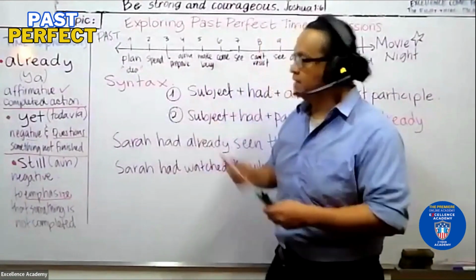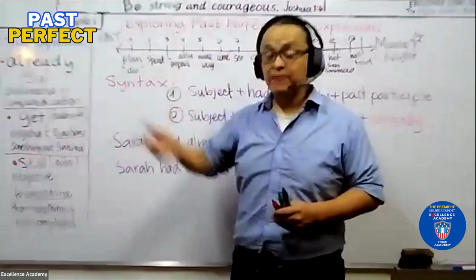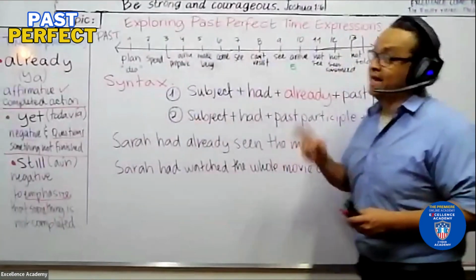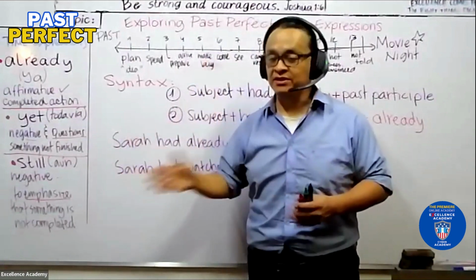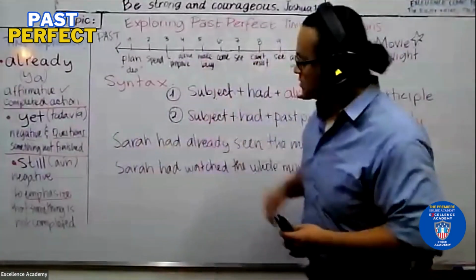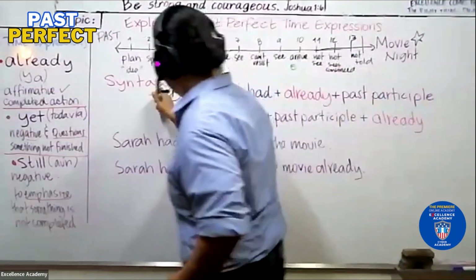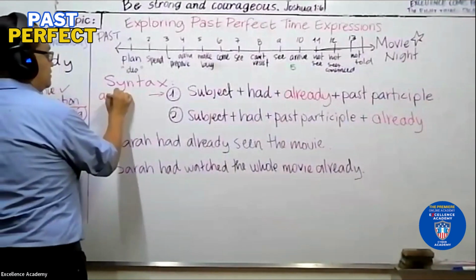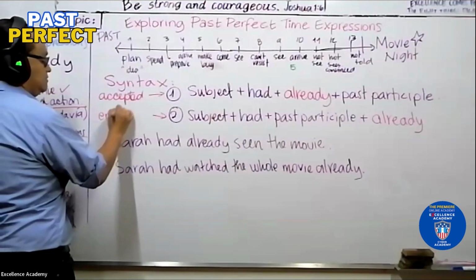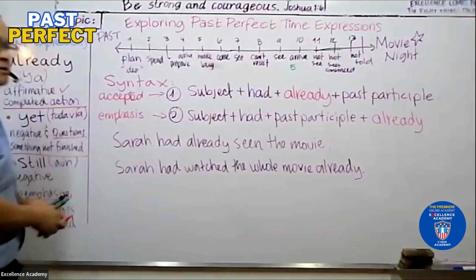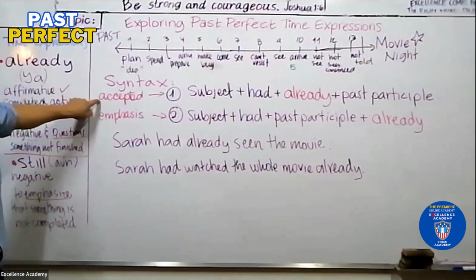In the case of already, we're going to use it only for affirmative sentences and for completed events in the past, completed actions, things that have been finished. So the syntax that you're going to use, the most common syntax, is this one. This is the most accepted, number one. And the second is for emphasis. Okay, but it's also available. Let's use the most common application, which is this one.